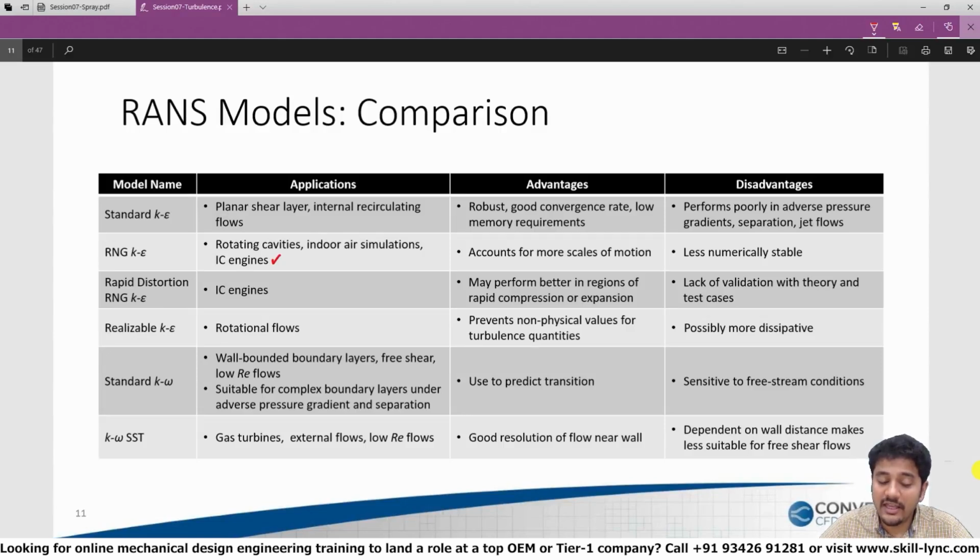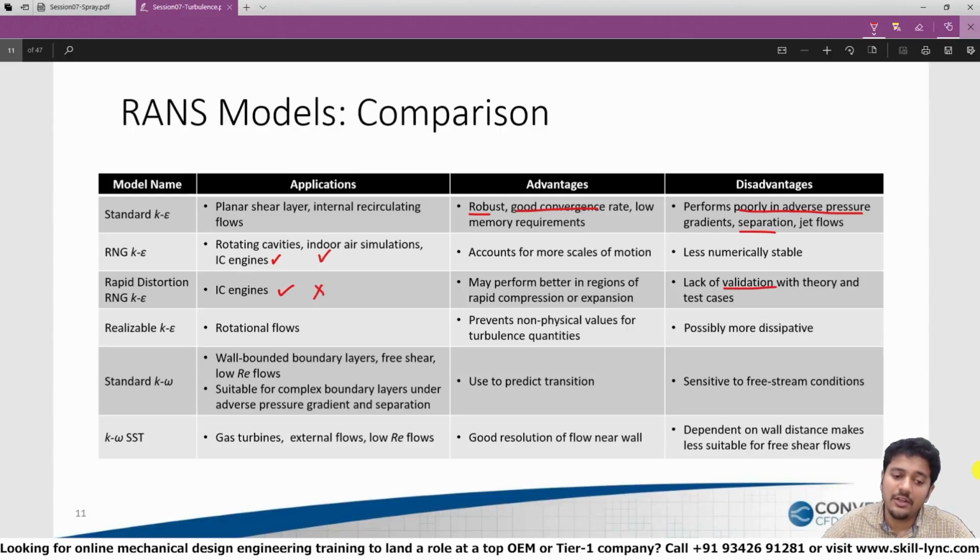Now if you look at the standard K epsilon model, we typically don't use it. Though it's robust and has a good convergence rate, it performs poorly in adverse pressure gradients, right? And whenever there is separation, it doesn't do very well. And these types of flows exist in IC engines and also gas turbines. So using standard K epsilon is a bad choice. With respect to rapid distortion K epsilon, it is used for IC engines, but the problem is it does not have a lot of validation data. So this is something that we typically won't recommend. Go with RNG K epsilon if you're interested in simulating IC engines.